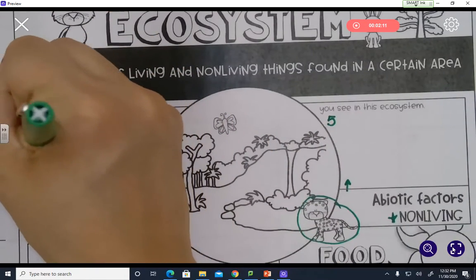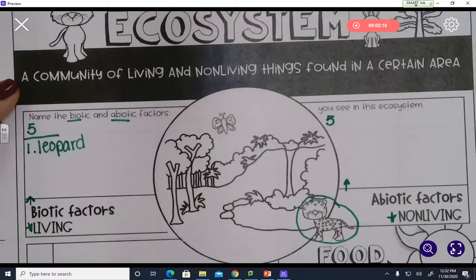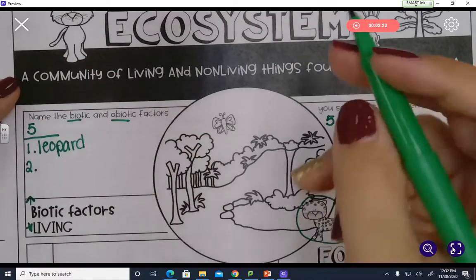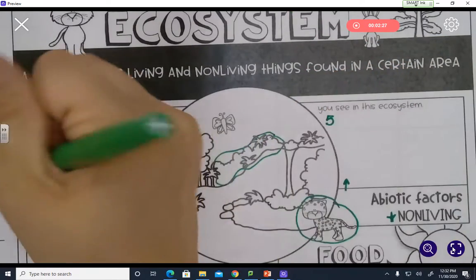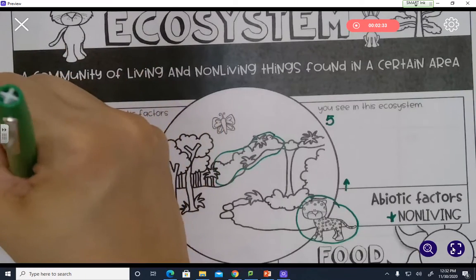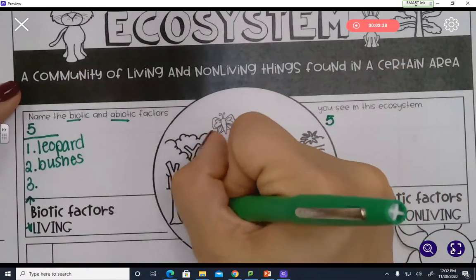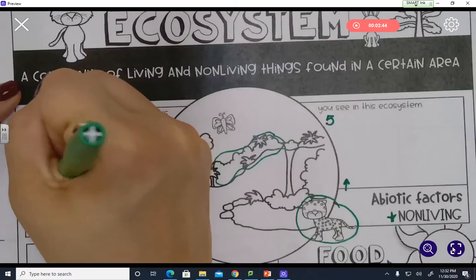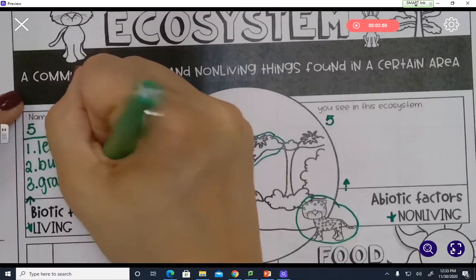So my first one is a leopard. Number 2, the next one that I see that's living are all of these bushes right here. And the third one is grass. So you guys can pause the video right now and name 4 and 5.